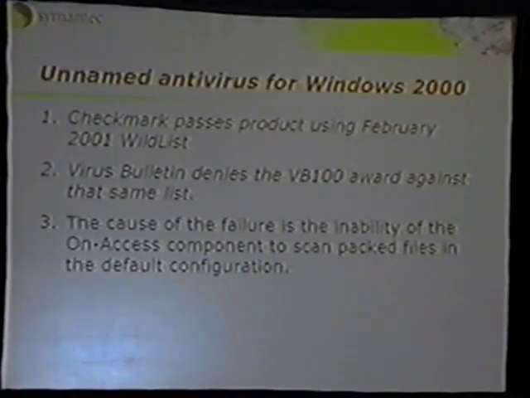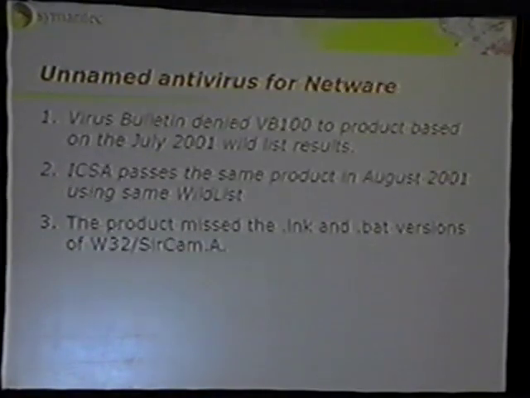But this one isn't. Another unnamed antivirus for Windows 2000 received a checkmark award. Virus Bulletin denied their award using the same wildlist. These are all the same product version. It's not that these are different product versions. These are identical product versions using the identical wildlist in testing. The failure was the inability of the on-access component to scan packed files. This could be a real problem, but you wouldn't know it if you were relying on just one testing organization.